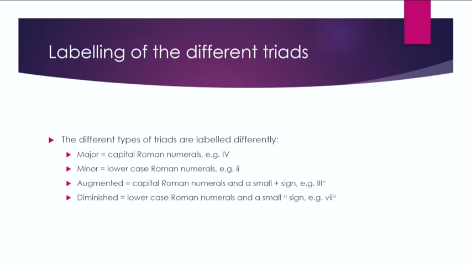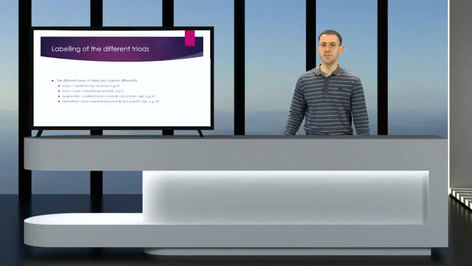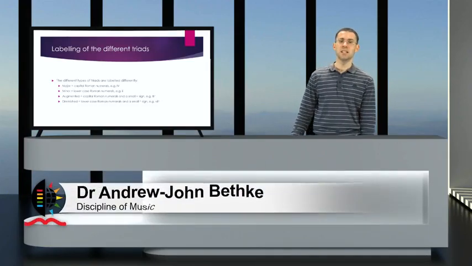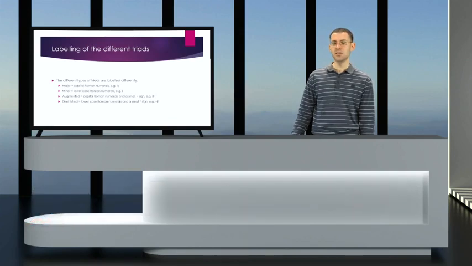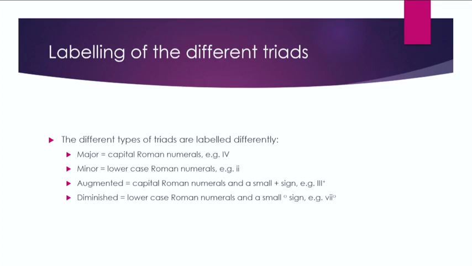If a chord is augmented, then the Roman numerals must be in capitals and a little plus sign to the right-hand side. You can see if you look at the screen now that there is chord 3 and a tiny plus on the right-hand side. If the chord is diminished, it is also in Roman numerals but lowercase, and then next to the chord on the right-hand side, a small 0 sign. Okay, it's as easy as that.